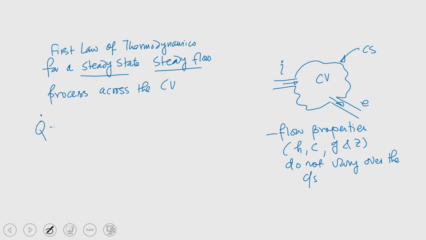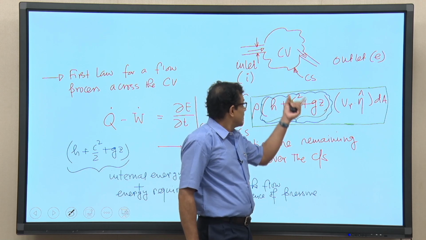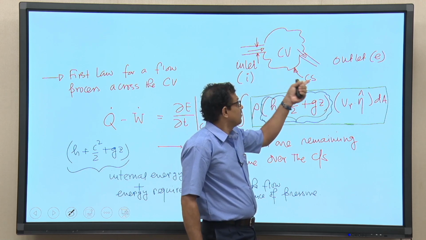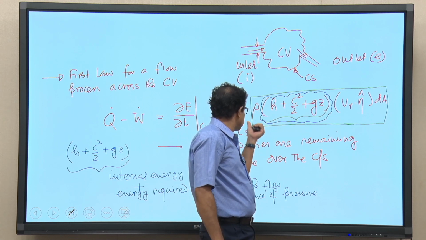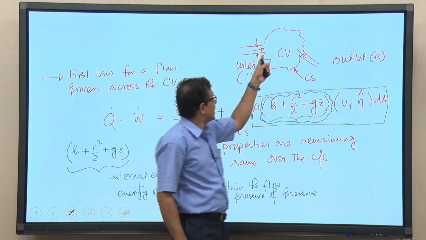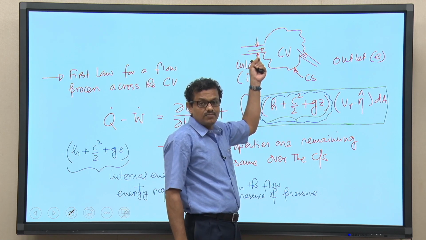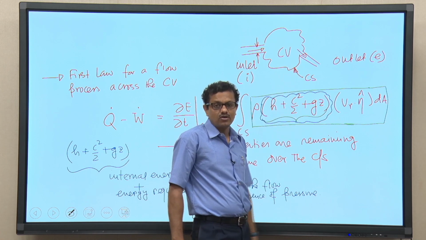first law: Q dot minus W dot equal to d/dt of the CV plus, if this is not varying over the cross section, the mass flow in and mass flow out, that will be this integral of rho V_r dot n cap dA, that is nothing but the mass flux. So, if we apply this at the inlet, this is mass flux into the control volume; if we apply at the outlet, that is mass flux out from the control volume.